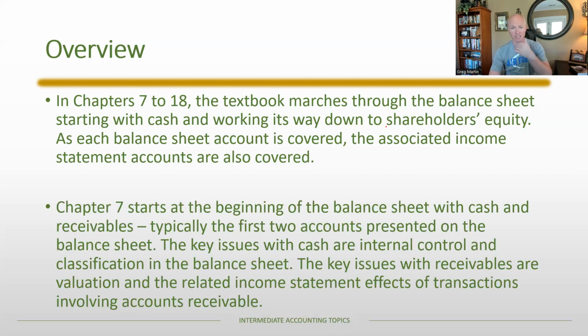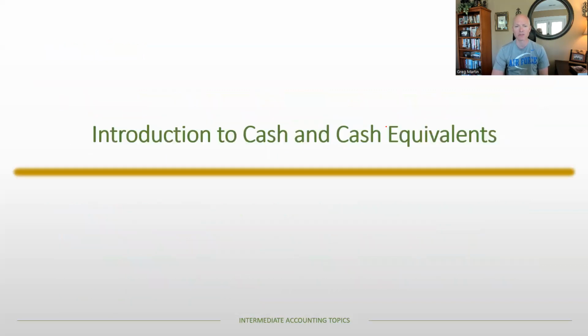Now, when we talk about chapter 7, which is cash and receivables, these are usually those first two accounts, absent short-term investments, but they are highly liquid. And so you have to spend a lot of time walking through how we account for them. But the biggest thing with cash is really internal controls and how it's presented. So we're going to walk through those things. But with receivables, now we get into more calculation-based types of things.